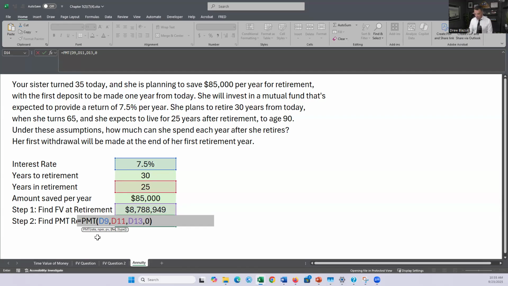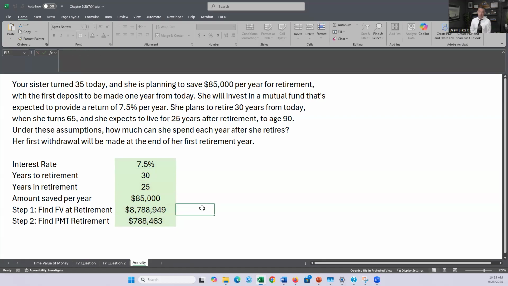So all we're going to do is close it. Again, it's going to be incorrect because of that negative sign. So I'm going to put that out there. So let's read through the problem real quick. If she saves 85,000 per year for 30 years at 7.5% interest, in 30 years she'll have 8.7 million. Then she retires and is still earning 7.5% interest. That's important. During this time, she could take out 788,000 per year for 25 years. And then that annuity is done.